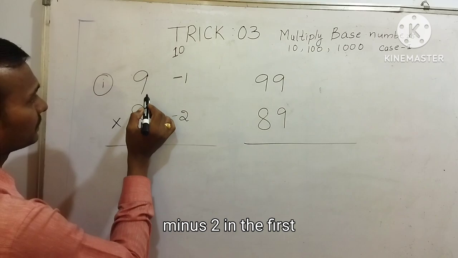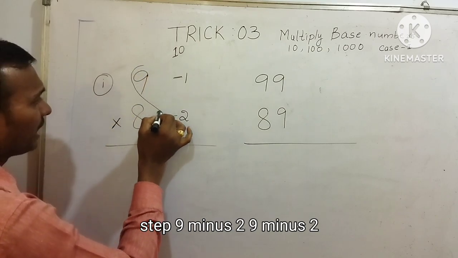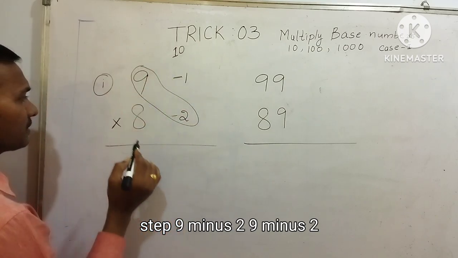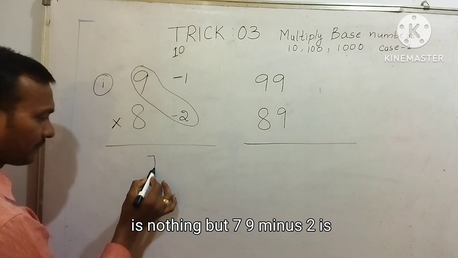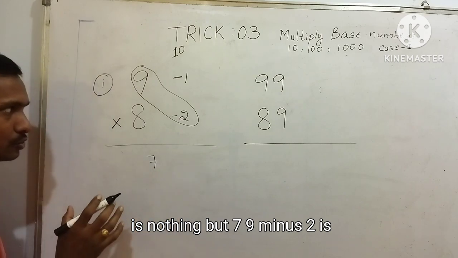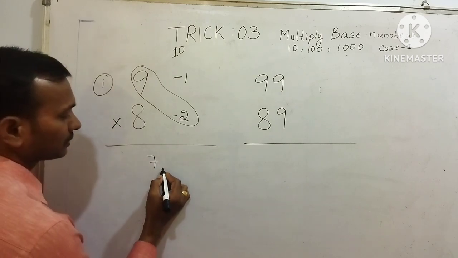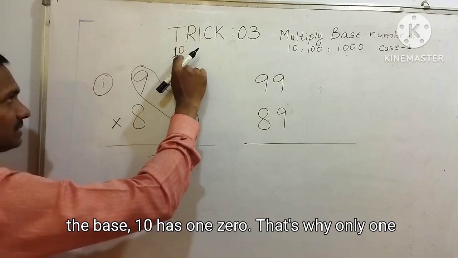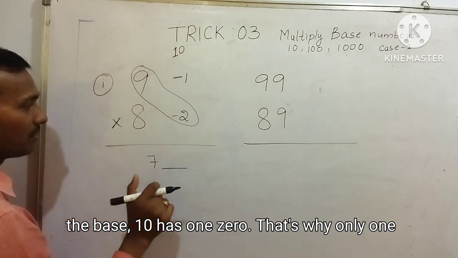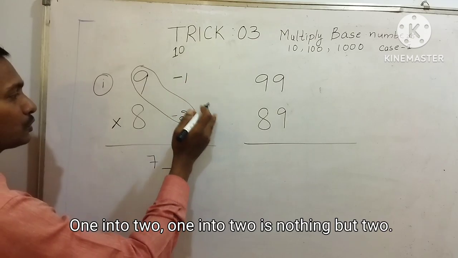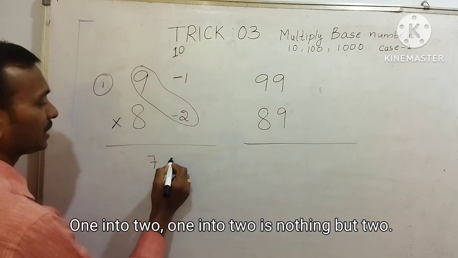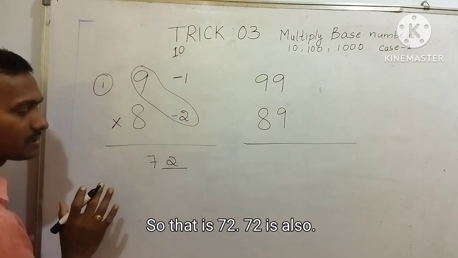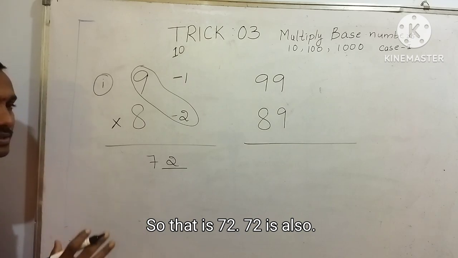In the first step, 9 minus 2 is nothing but 7. So here you keep one blank. Why? Because 10 is the base, 10 has one 0, that's why only one blank. 1 into 2 is nothing but 2. So that is 72. 72 is the answer.